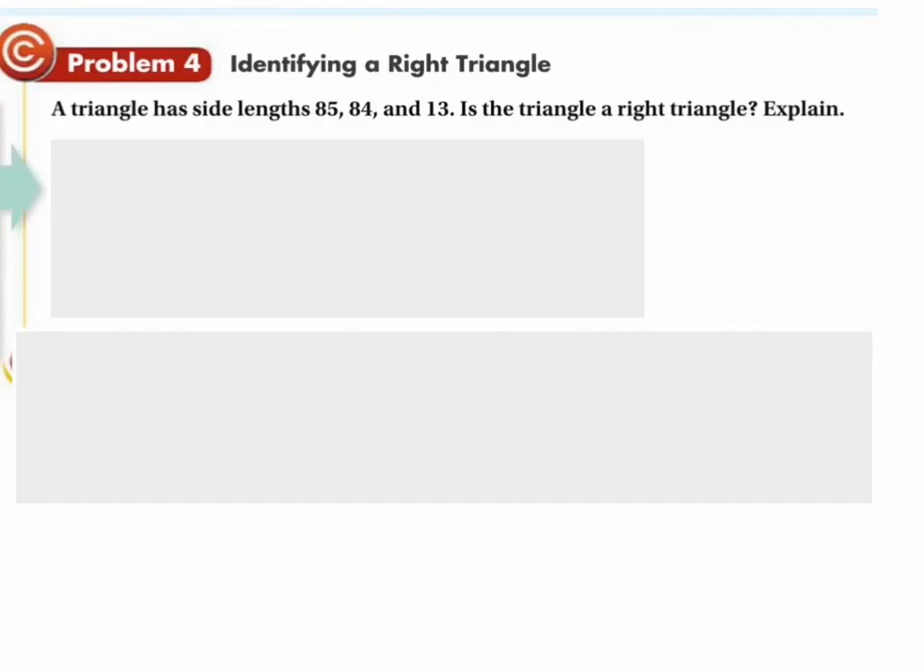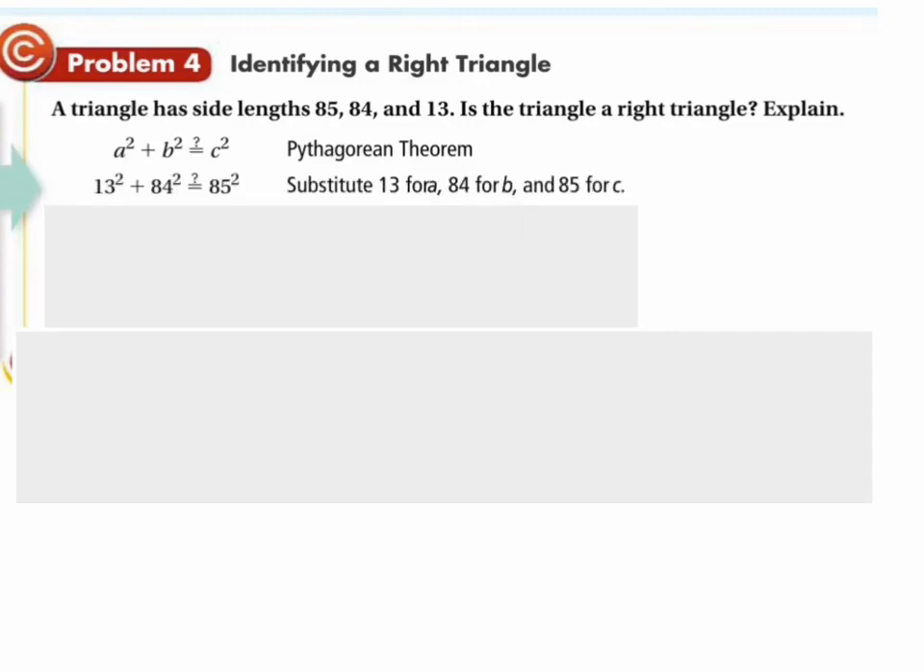Okay, so problem 4, they give us triangle side lengths. The triangle has side lengths of 85, 84, and 13. Is the triangle a right triangle? Obviously, the hypotenuse is the longest, so this is the one that you're going to have to use as the hypotenuse. So is 13 squared plus 84 squared equal to 85 squared? You see a question mark over that. They're saying, is that equal?